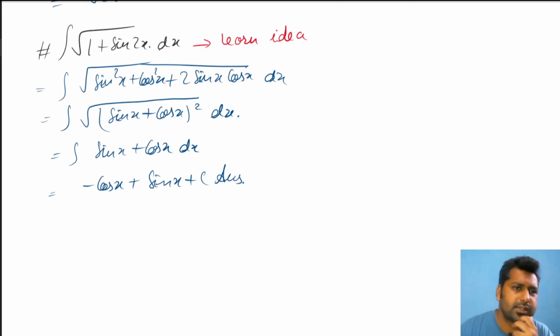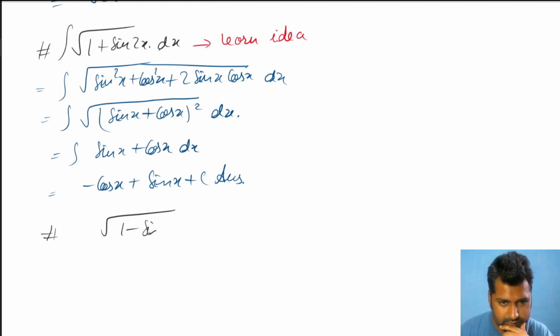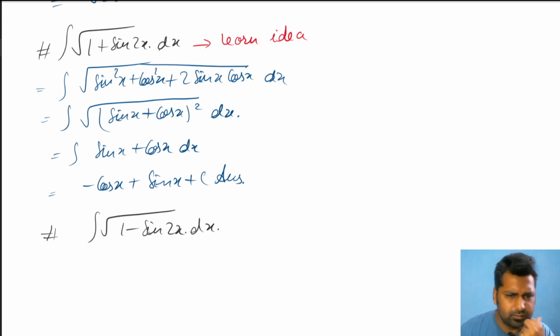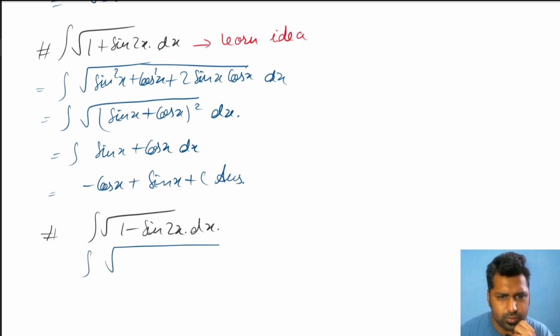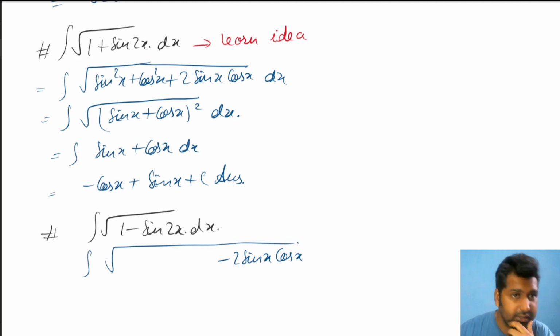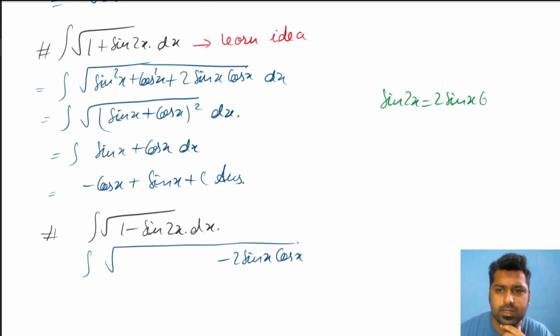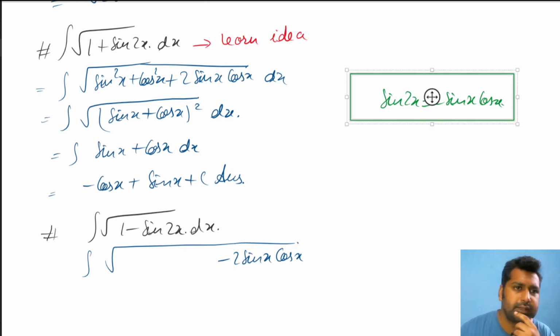So no problem with this, but what if the question is square root of 1 minus sine 2x, integration dx? Idea is still the same. We'll do the same steps. Integration of square root; we'll write this as minus 2 sine x cos x. I've used the property of sine 2 theta. In case somebody is not able to recall, sine 2x is 2 sine x cos x. Again, this is pretty standard.